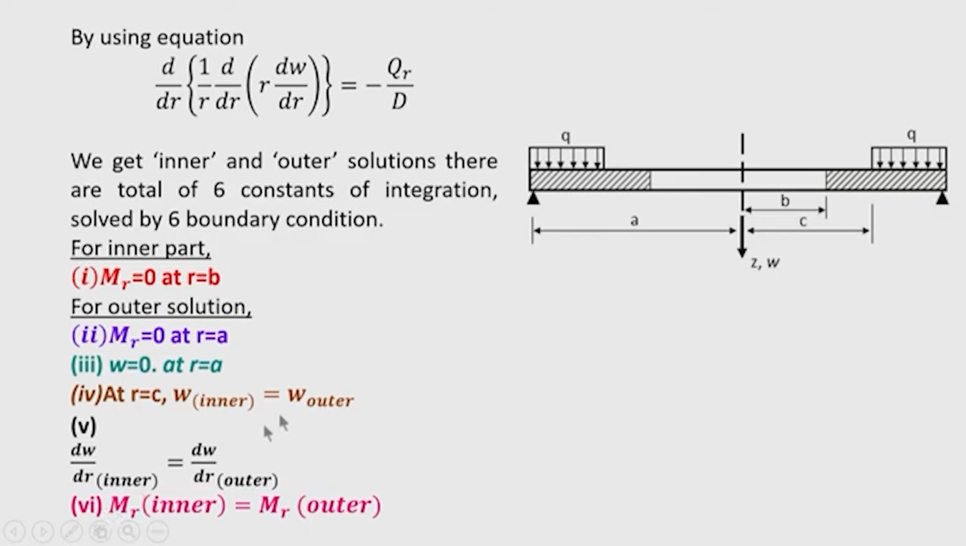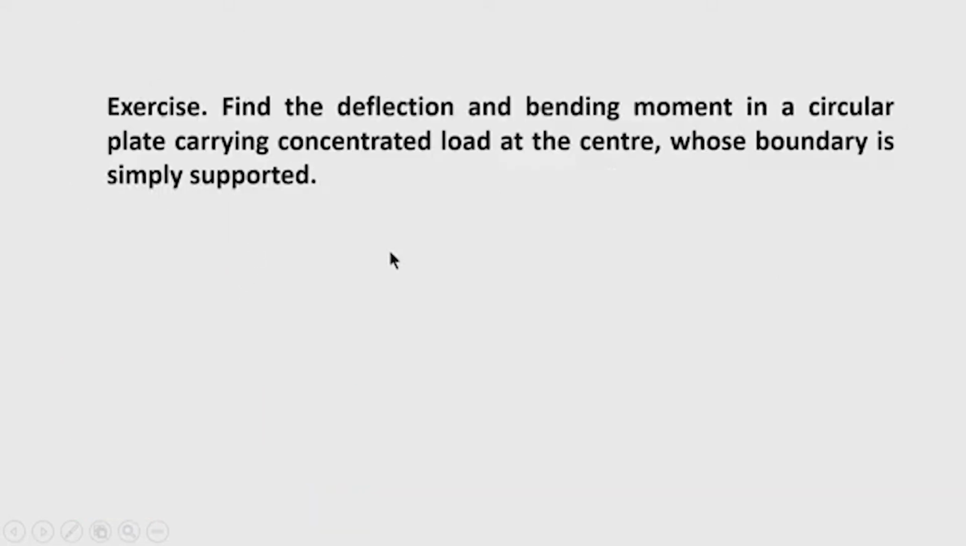Last boundary condition is the bending moment M_r, that is the radial bending moment at this common point on the inner part should be equal to the radial bending moment at this point from the outer solution. So, in this way we get the 6 boundary conditions, and applying 6 boundary conditions, 6 constants of integration can be evaluated. Okay.